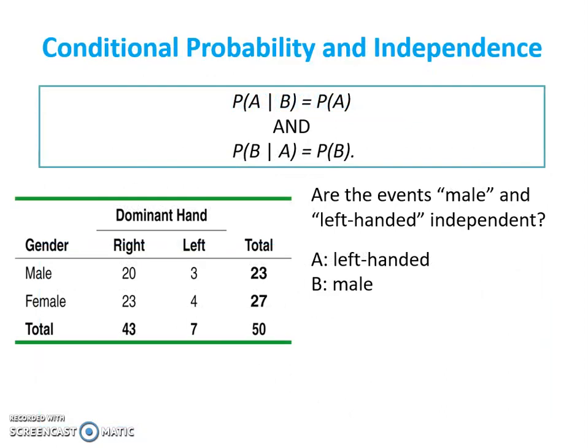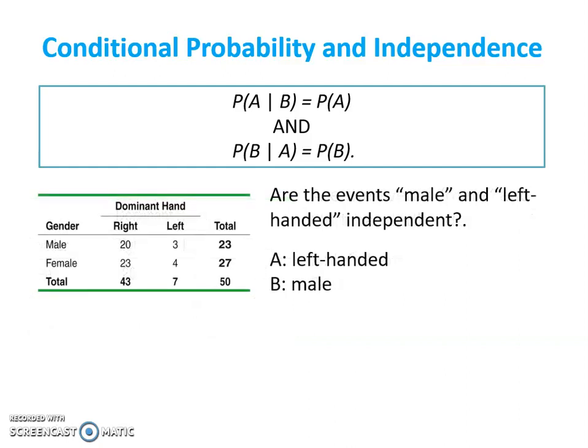From this two-way table, we collected data talking about your handedness, right? Whether you're right or left-handed, and then your gender. We want to know, are the events male and left-handed independent? Okay, so let's go through a conditional probability. The probability that you are left-handed, given that you're male, is 3 out of 23. So 3 left-handed males out of the 23 males, which is about 0.13.